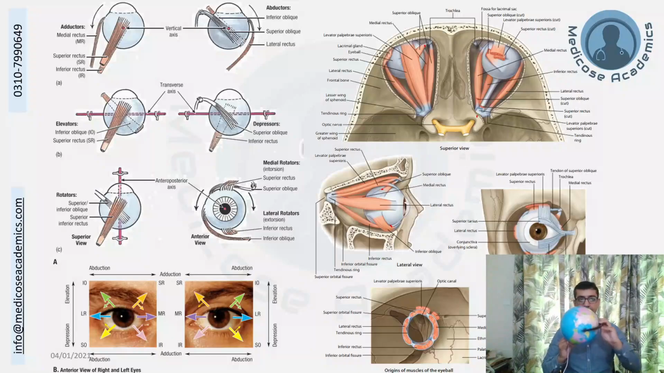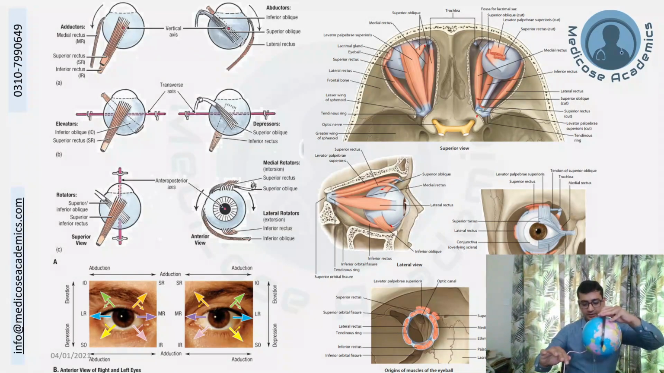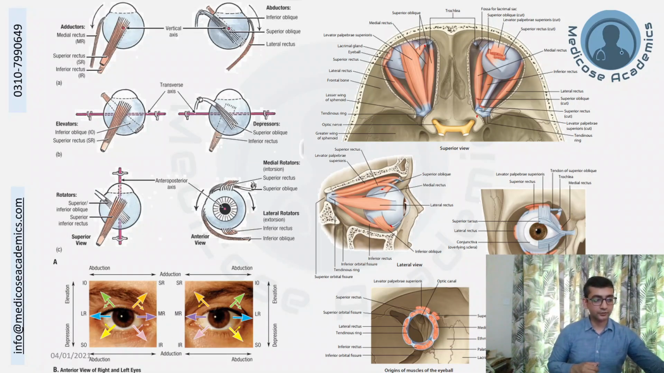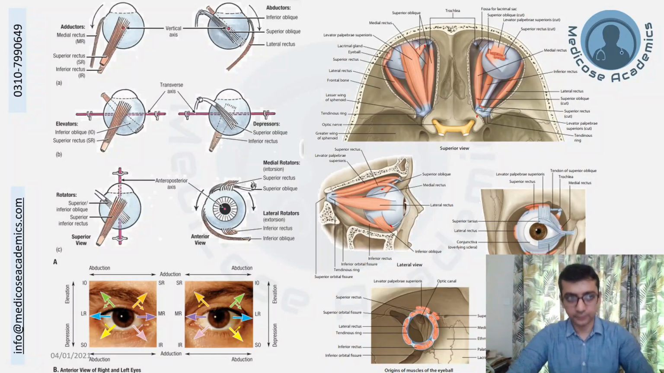I will have to do it like this. It is attached to the back, pulling from the anteromedial aspect. When it pulls, it does extorsion. The upper surface is going laterally and the lower surface is going medially. So this is all about the movements of the muscles producing the movements of the eyeball.